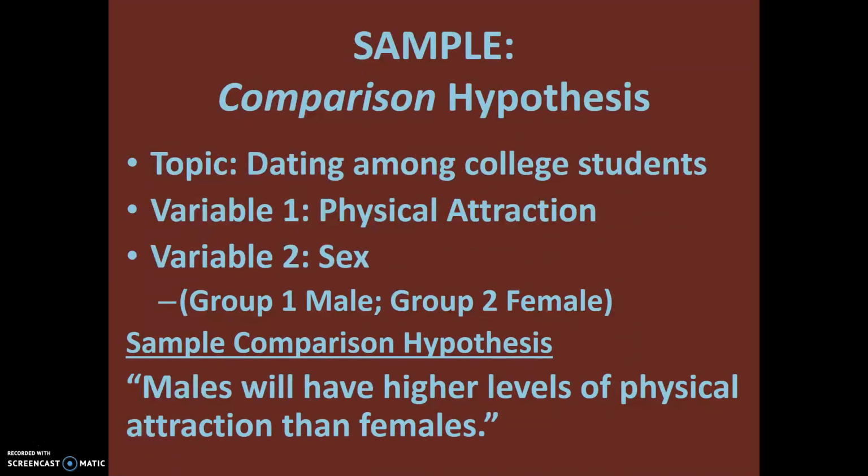So the topic again is going to look at dating among college students. We're going to use variable 1 as physical attraction and variable 2 as sex, meaning male and female. So group 1 could be represented as male, group 2 could be represented as female, and our other variable, physical attraction, is now considered the continuous variable, or the different levels of measurement. A sample comparison hypothesis statement could be, males will have higher levels of physical attraction than females. Notice some of the keywords being used in that statement, higher, and the prediction being included for this statement.